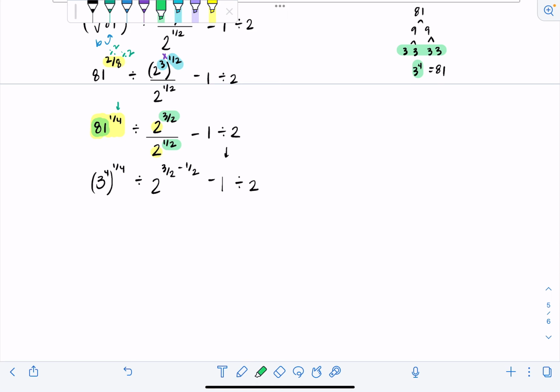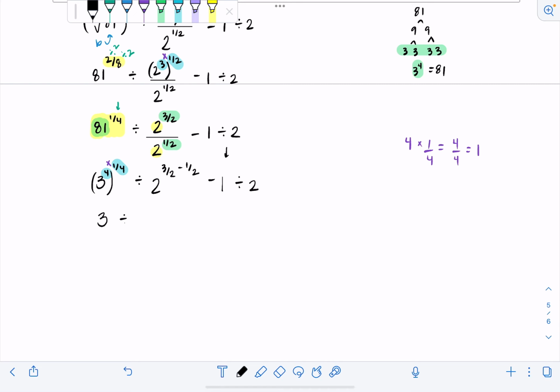And then over here, I have another power to a power, so I have to multiply those exponents again. If I multiply 4 times 1/4, straight across, it becomes 4/4, which is just 1. So this would just become a 3 to the first power, or just 3.